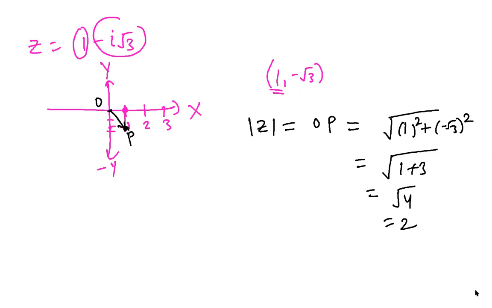Similarly, take another number, say 2 plus root 3 iota. Simply by looking at it, you can say this point is in the first quadrant, because both the real and imaginary parts are positive. Then you can calculate the modulus of z for this number similarly to r.